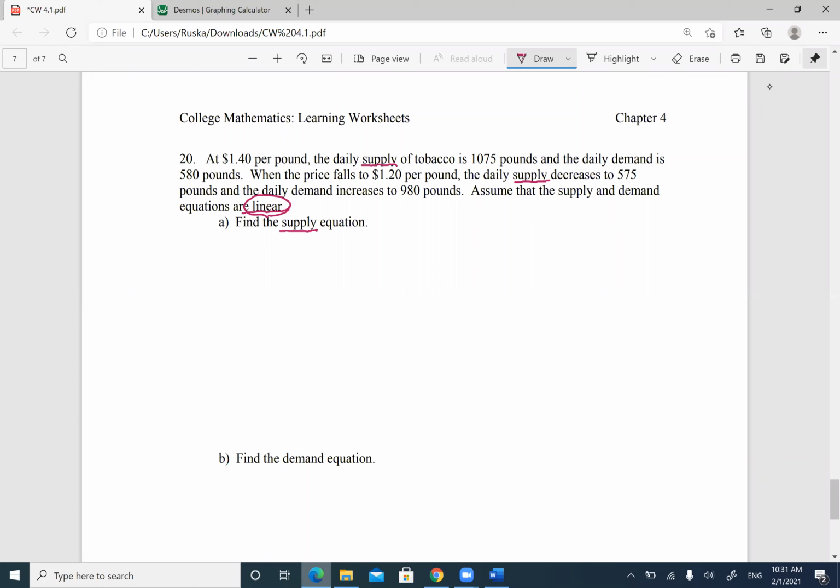So you're gonna solve your equations, and you have price. So it's gonna be like 2 points. So I'm gonna start with, for $1.40, the supply was 1,075, and for the other price, $1.20, the supply was 575. So using those 2 points, you're gonna find the equation for the supply. Okay, then you're gonna do the same for the demand.